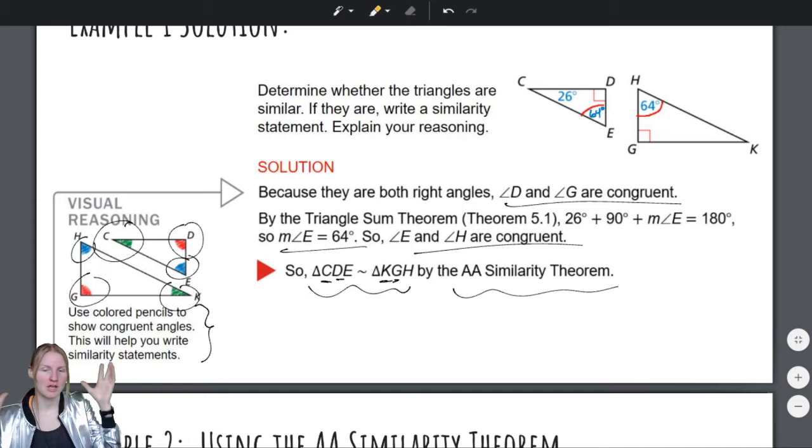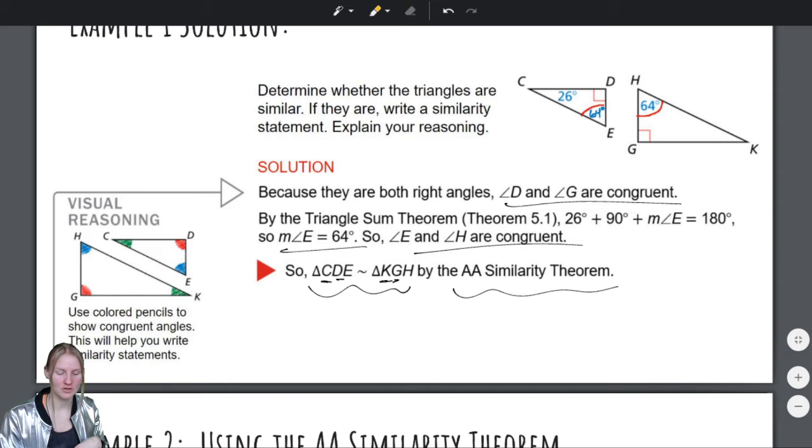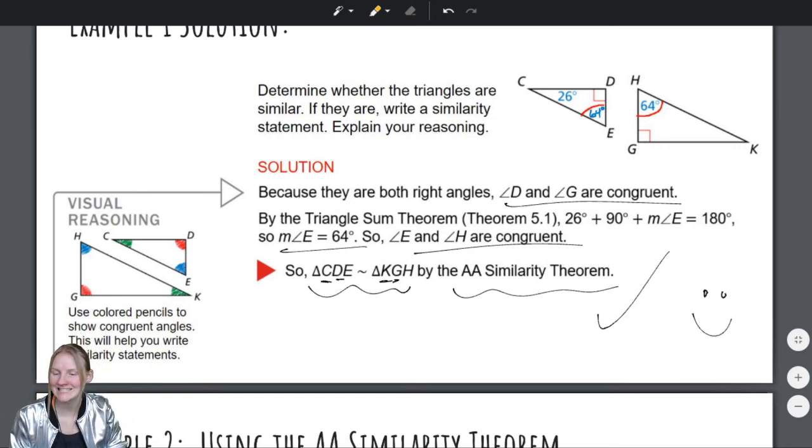I draw colors. I use colors all the time. So do whatever you need to do. Whatever helps you learn best, embrace it. Embrace the way that you learn best. Okay, so we said the same thing and we were right.